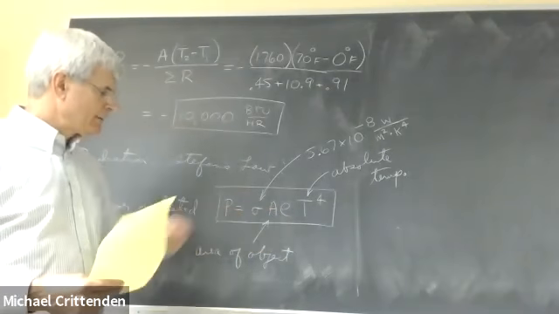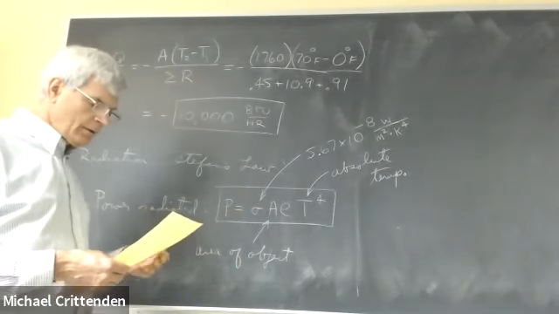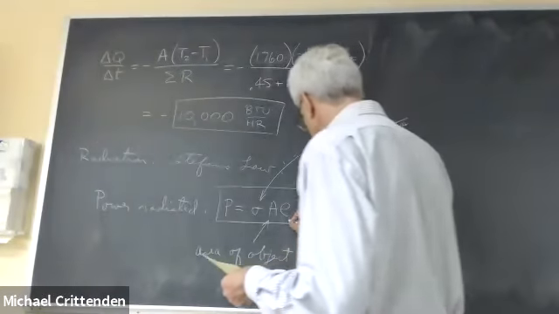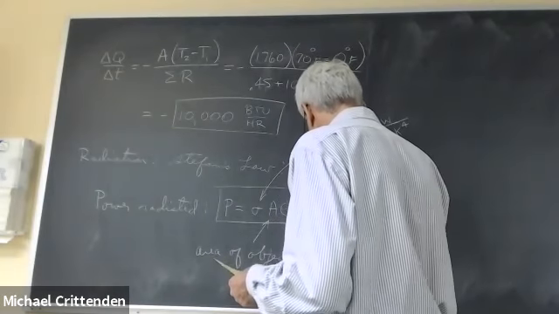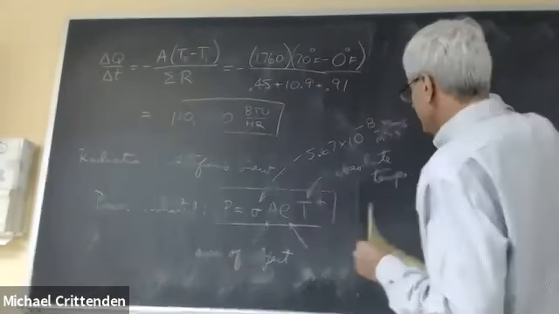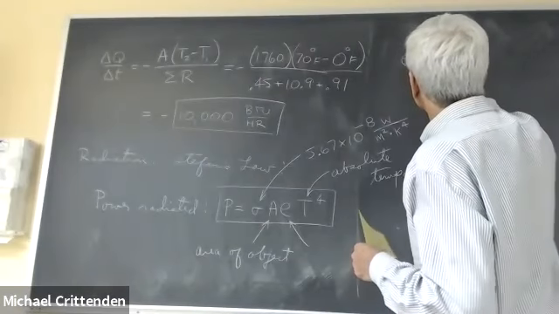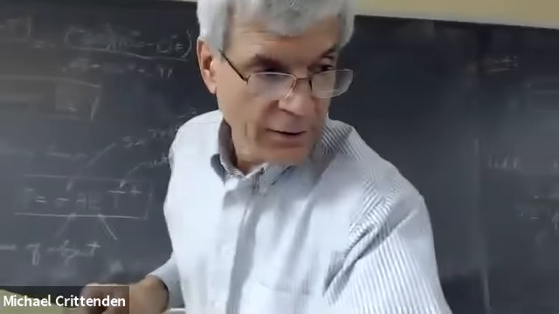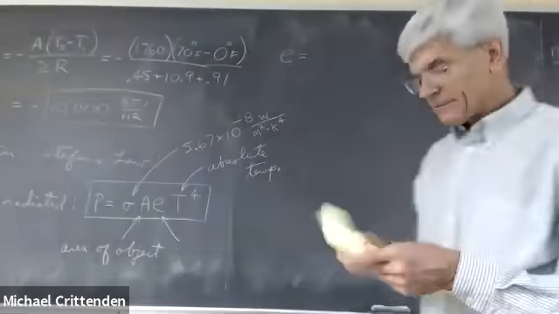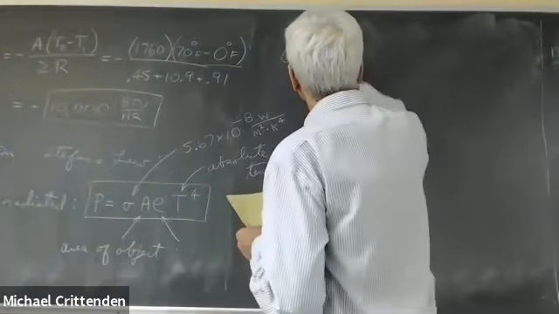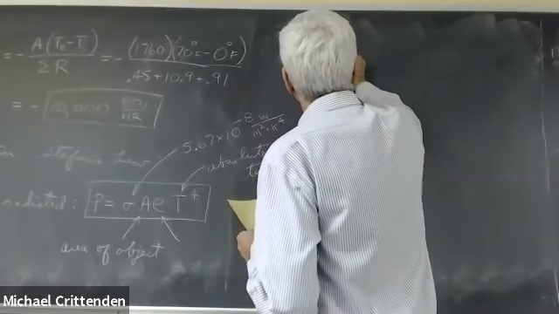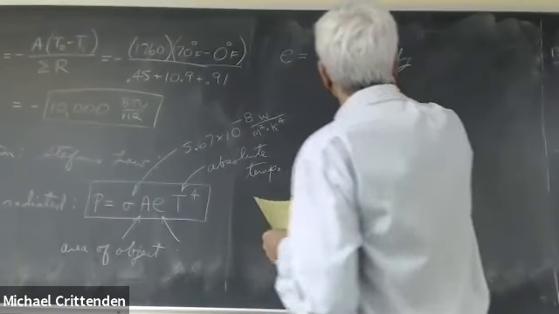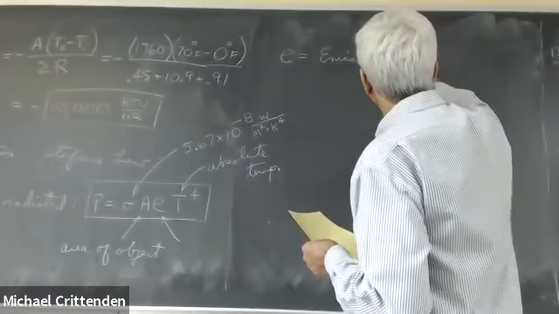And then E here is a property of the surface called its emissivity. I'm just going to put that over here. Is that on screen? Not really. Let's kind of slide this over a little bit. Emissivity.